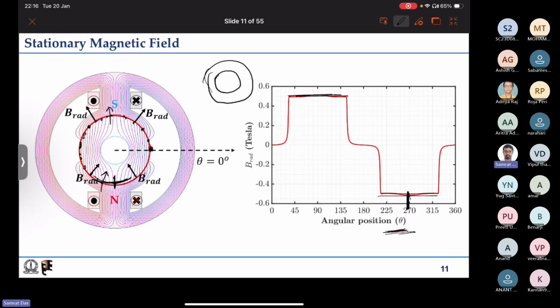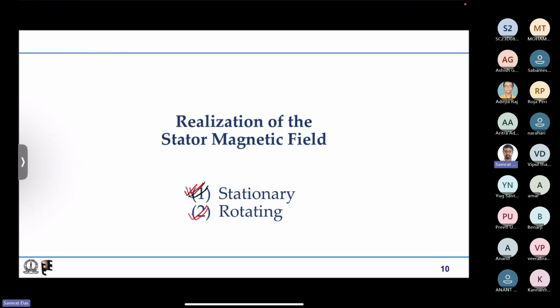First we are looking at this realization of the stator magnetic field. Only two cases: stationary and rotating. If I try to summarize quickly, the stationary magnetic field, produced by the stator, is there in the DC machine. The rotating stator magnetic field is there in the induction machine as well as the synchronous machine.